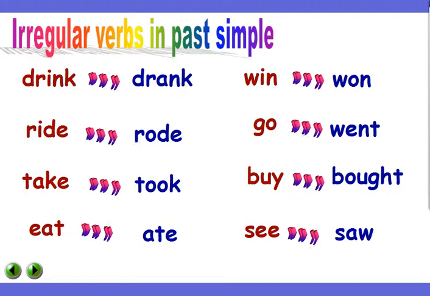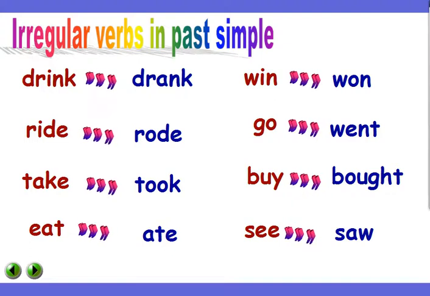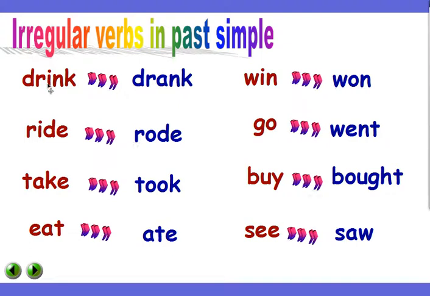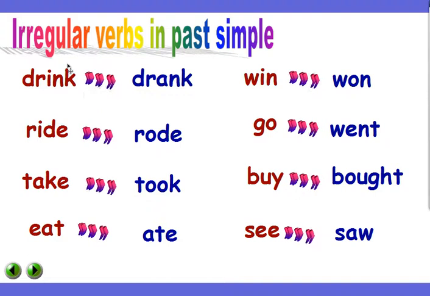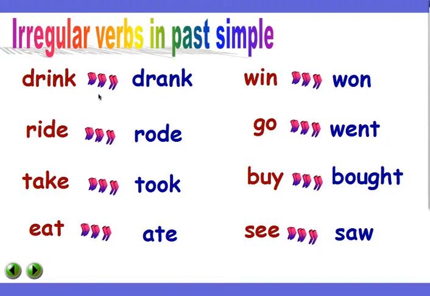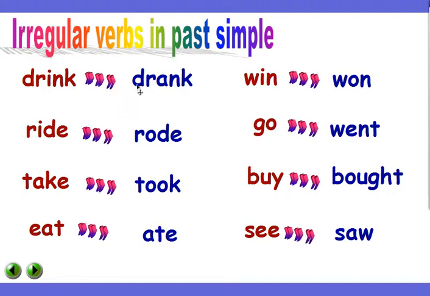The irregular verbs are the verbs that do not take d, ed or ied. For example, here we cannot add ed to drink. When we change drink into past, we will say drank. So these verbs, the irregular verbs, change when we change them into past. They do not take d, ed or ied. For example, drink will be drank.